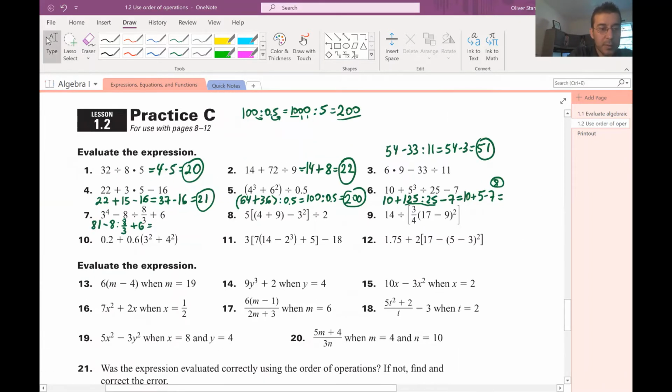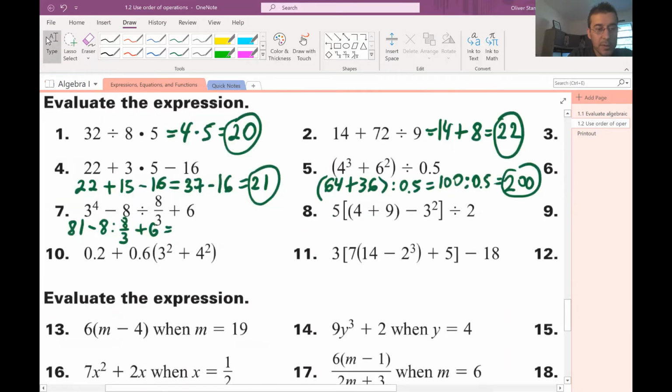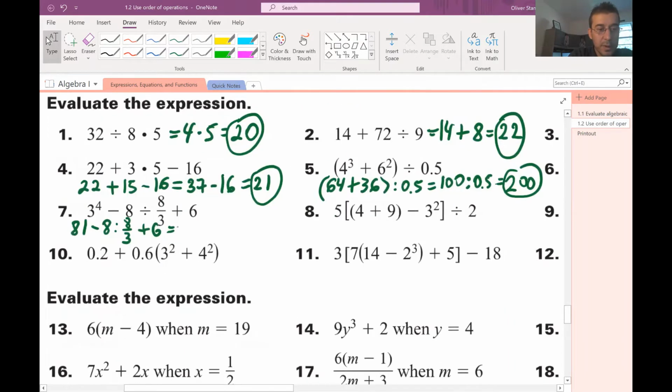And now we have, so we're just going to write down 81 minus, this was 3, and then plus 6. So 81 minus 3 is now 78, and then plus 6, it is 84. Okay, so number 7 is 84.